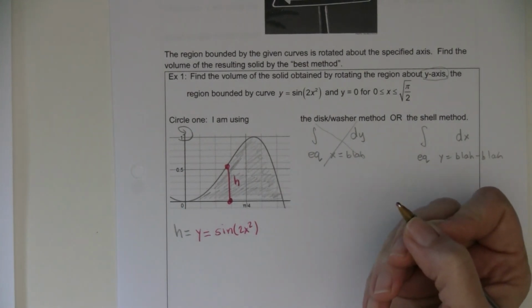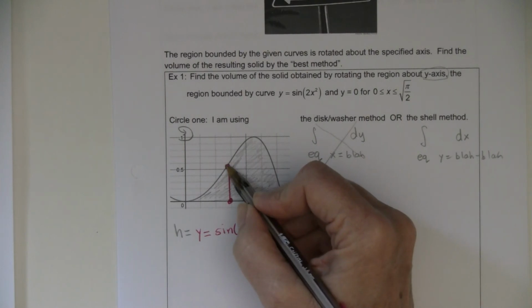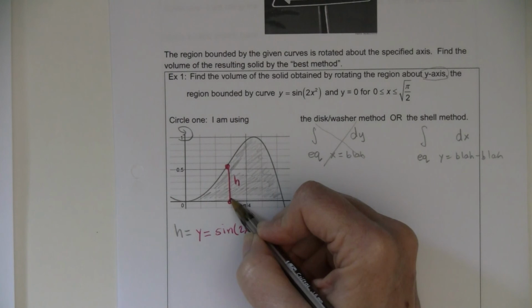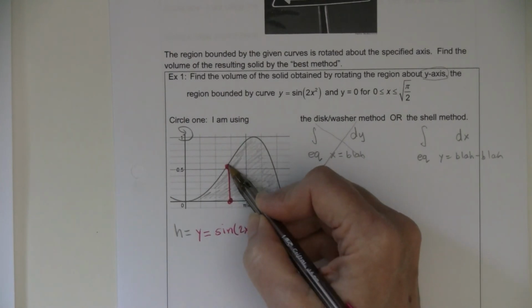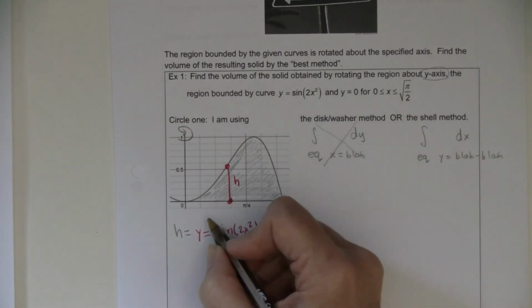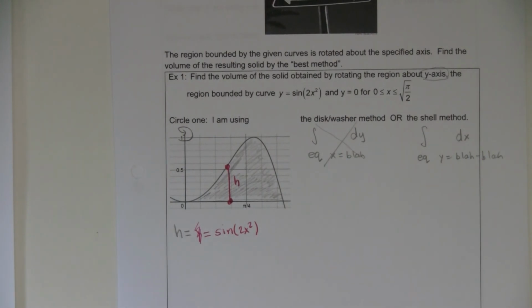Now sometimes I tell you that h is top curve minus bottom curve. The top curve is sine 2x squared, and the bottom curve is y equals 0. So it's sine 2x squared, top curve, minus bottom curve, minus 0. So I want to cross out the middleman. I don't want y there. I want this in terms of x. So h equals sine of 2x squared.